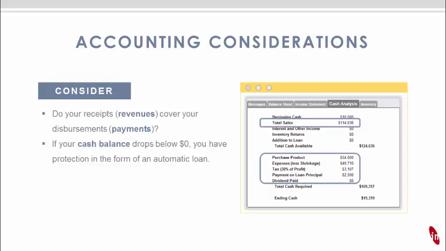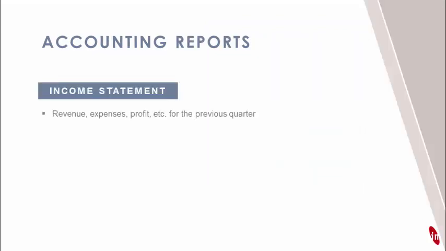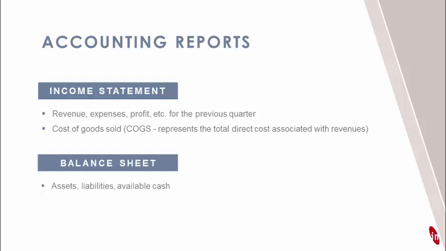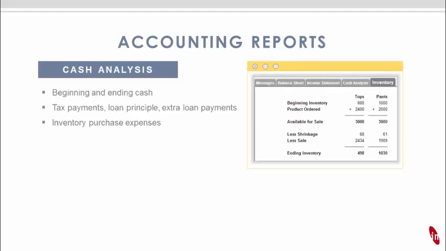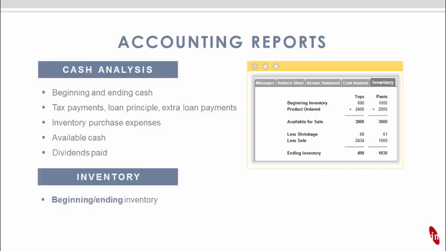If your cash balance drops below zero, you have protection in the form of an automatic loan. You will see your income statement, your cost of goods sold, your balance sheet, other accounting reports. You'll be able to view your cash analysis, and your inventory.